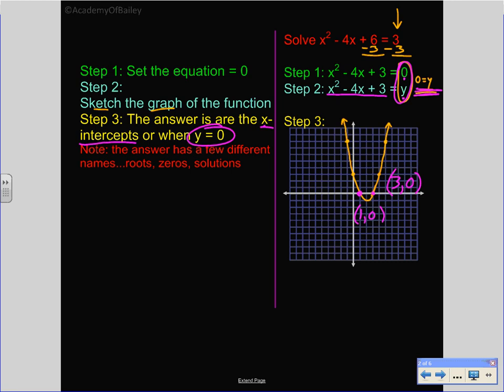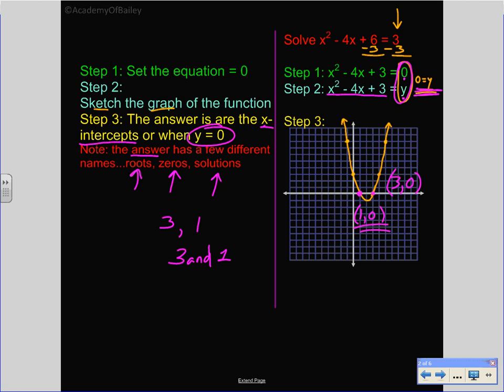We're going to make a little note here. It says the answer has a few different names. When you solve a quadratic equation like this, sometimes you're finding the roots of the function, or you're finding the zeros of the function, or maybe even the solutions. So in this quadratic equation, the roots are going to be 3 and 1. You put a comma between them. Don't put parentheses around it. If you put parentheses around it, it looks like an ordered pair. Or you can just say 3 and 1 are the answers.